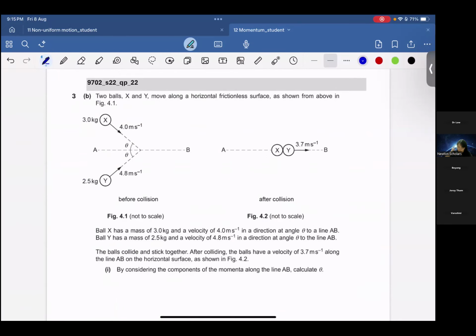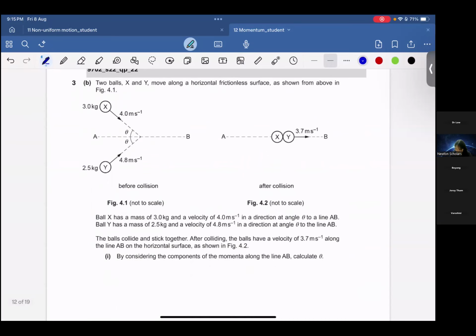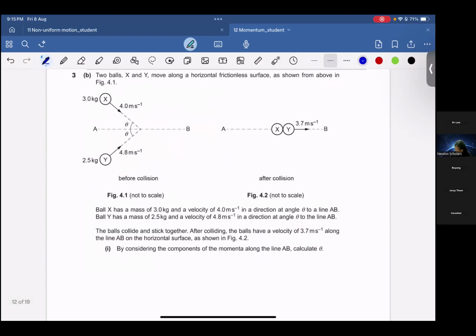Two balls, X and Y, move along a horizontal frictionless surface. The ball X has the mass, actually, the whole diagram is very clear already. The balls collide and stick together. After collision, they move together with 3.7 meter per second. By considering the component of momenta along the line AB, calculate delta. They want you to calculate the direction, the angle. Boys and girls, do your calculation and tell me.